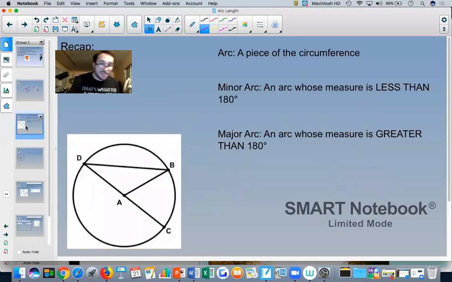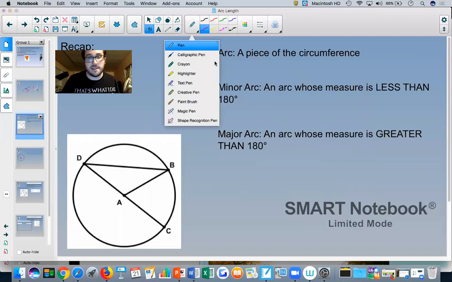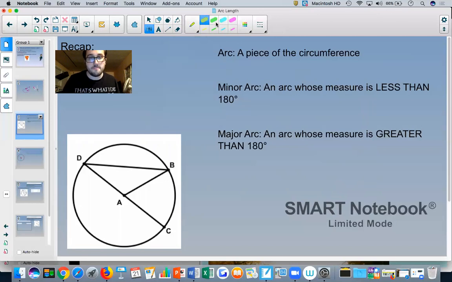But before we get there, let's recap a couple of things about arcs. An arc is a piece of the circumference, right? The circumference is like the perimeter of the entire circle, and an arc is a piece of that. So for example, let me highlight something. Let's use purple for today. If I highlight B to C, that piece of the circle is called an arc.